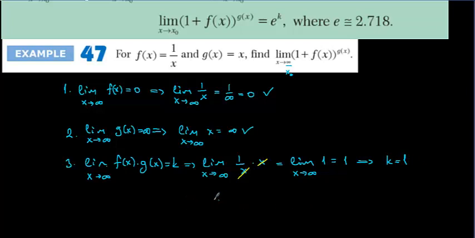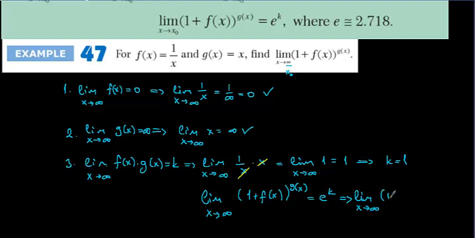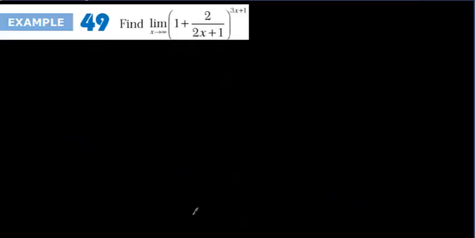Then the third part is not a solution, we're only replacing the values. The rule says x tends to infinity (1 plus f(x)) to the power of g(x). All the conditions are satisfied here, so it's equal to e to the power of k. That implies that limit x tends to infinity (1 plus 1 over x) to the power of x is equal to e to the power of 1, and this is the answer of the question. Let's solve another question.